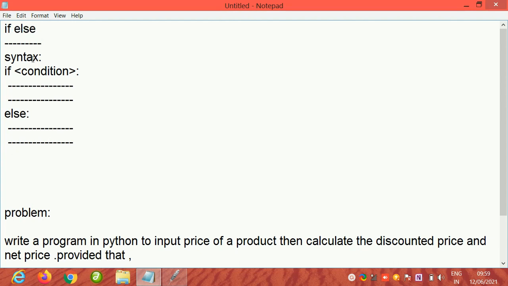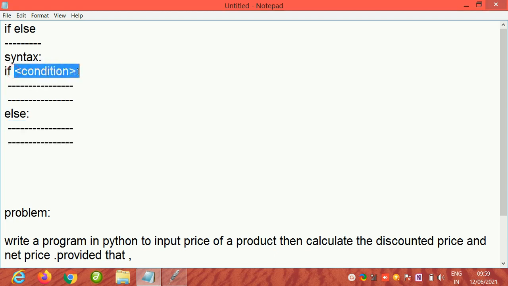So in this case what happens? First the condition is checked. If the condition is true, then the if block or if part gets executed. If the condition is false, then the else part is executed. So this is the syntax.